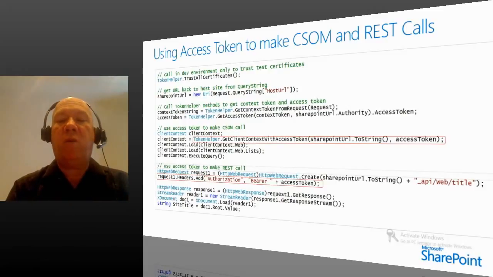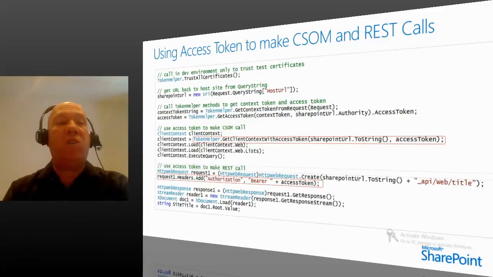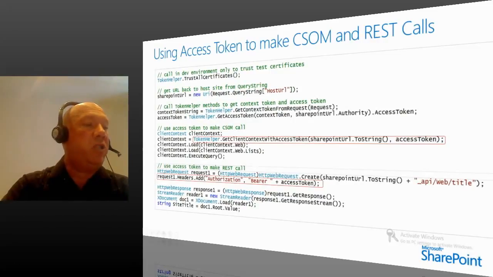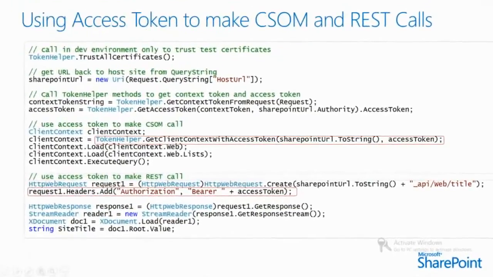GetAccessToken will take that information, build an HTTP call that it sends off to the secure token service along with your context token, get back a result, parse that result, and provide you with an access token. And so now you have an access token. The next step is to make a call using the client-side object model or using REST. And you see that information down in here.